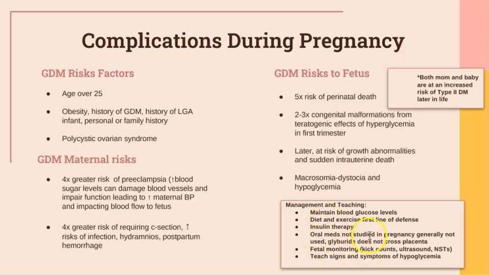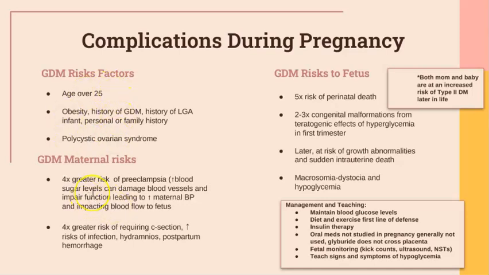You want to teach mothers about fetal monitoring, kick counts, having her ultrasounds. Again, these are high-risk women, so they're going to be getting those NSTs, or non-stress tests. And you want to teach signs and symptoms of hypoglycemia, just like you would any diabetic. So risk factors: most of the time in pregnancy, risks for everything rise at age 35. For diabetes, it's age 25. So everyone over age 25 is at risk for gestational diabetes. If you're obese, if you have a history of gestational diabetes or history of a large for gestational age baby, a personal or family history, or history of polycystic ovarian syndrome, those are risk factors for gestational diabetes.